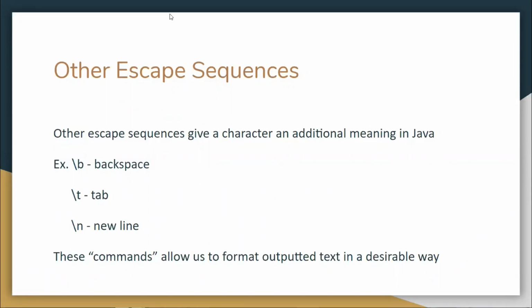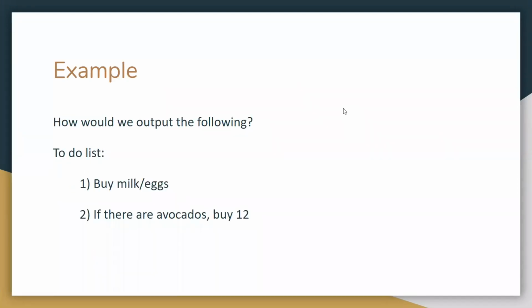So does anyone have any questions on escape sequences? Okay, I'll move on. For those of you that don't understand it yet, perhaps an example would help. So how would we output the following? A to-do list with two listed items: 1, to buy milk/eggs, and 2, if there are avocados, to buy 12.